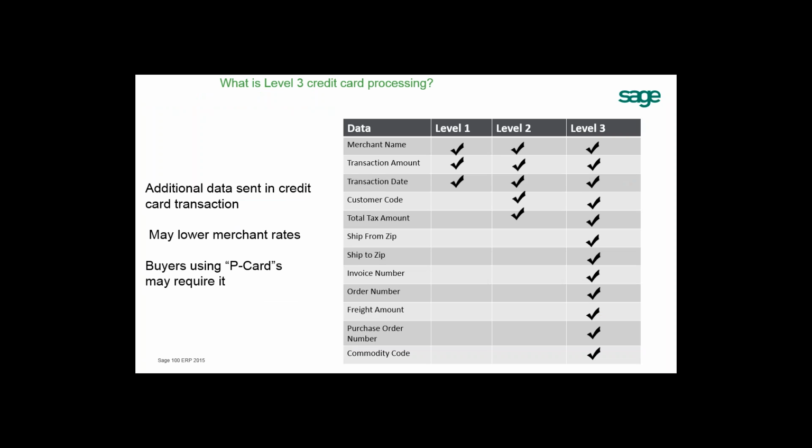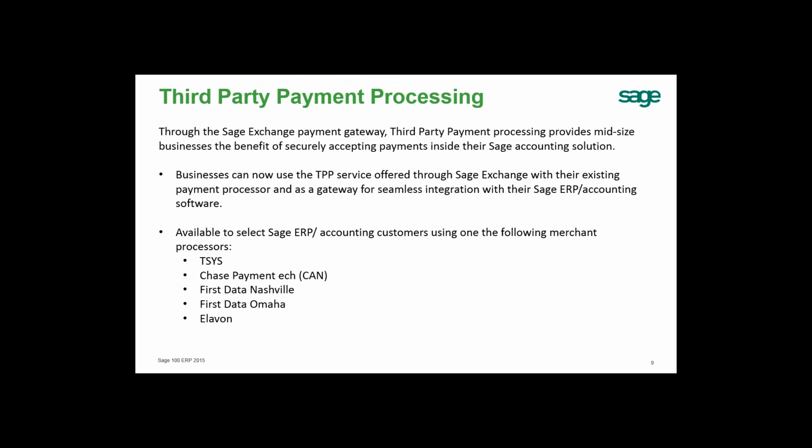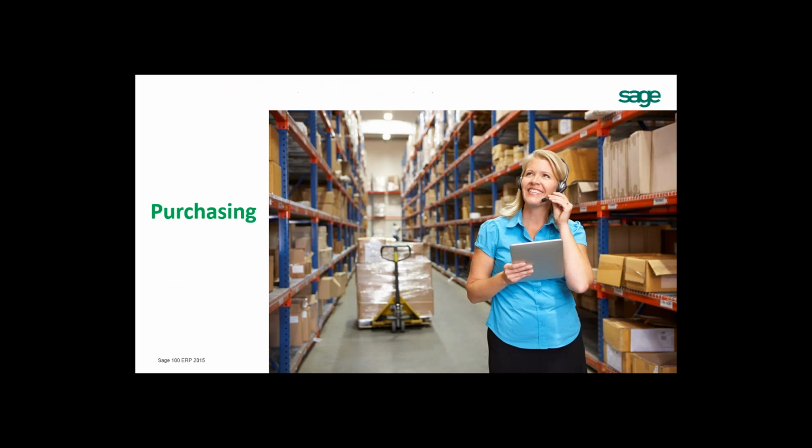Level 3 credit card processing. We can talk about this more in detail. I just want to bring it up briefly in that it's now included in the Sage 100 product in version 2015. So if you need to do level 3 credit card processing, that capability is now in the system. If you had it before, you had to do it as a modification to your system. Well, now it's actually included as part of the product, so you can now do that.